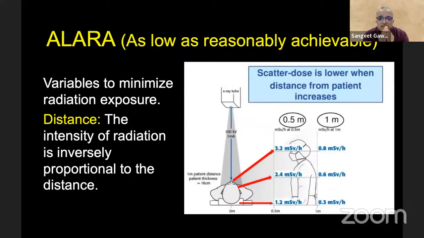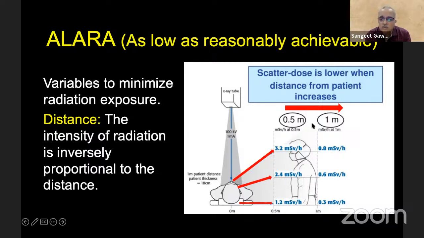The fourth most important thing is where you are standing, where you are positioned from the patient. One of the important variables to minimize the radiation exposure is increasing the distance. The intensity of the radiation is inversely proportional to the distance. As you can see here, if you are at 0.5 meter, your exposure to the head, neck and the eyes is about 3.2 millisievert per hour. To the chest it is about 2.4 and to the gonads about 1.2.